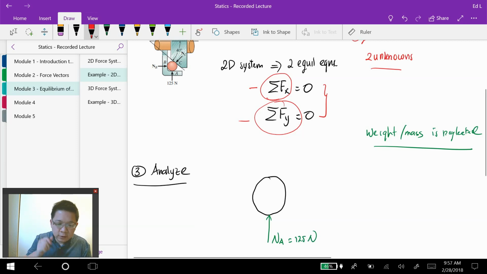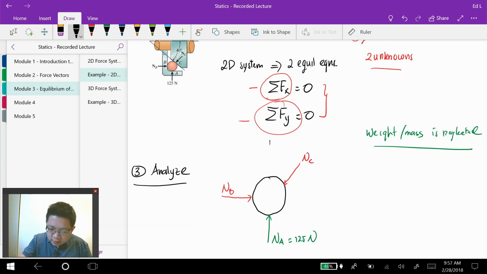And we have to calculate NB and NC, and I will use red color pen over here so that we know that it is the unknown, right? NB and NC. All right, and then it will be very helpful if I can start by sketching the axis, the coordinate systems that I will use. Okay.